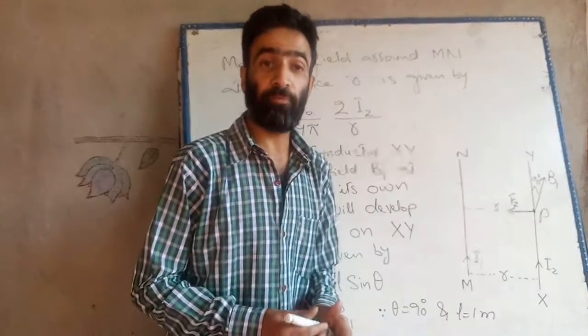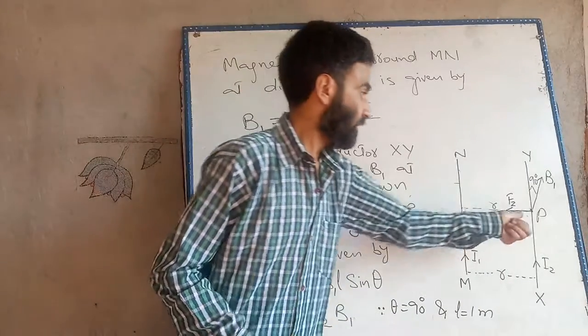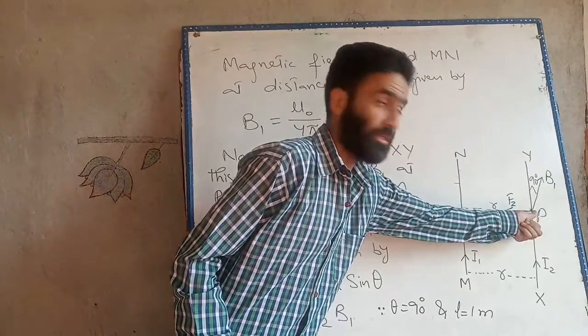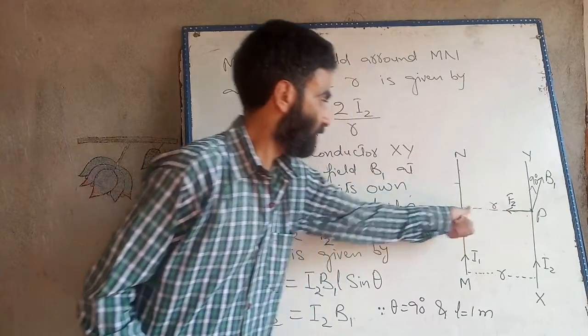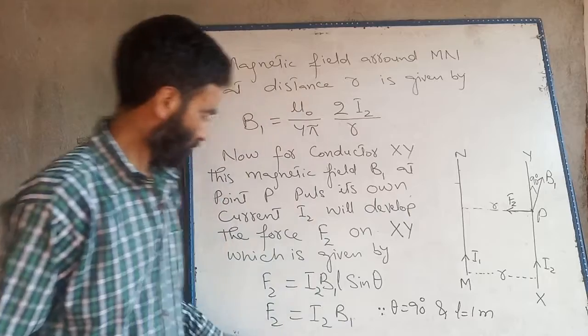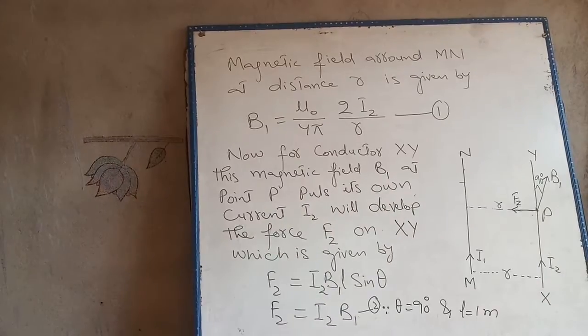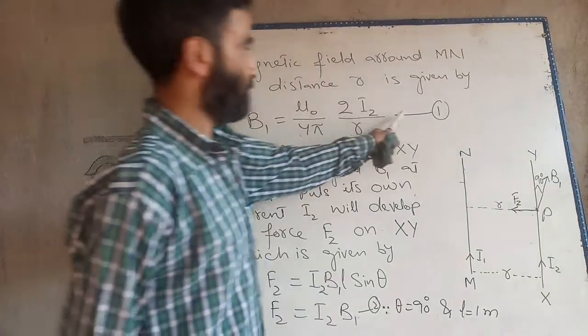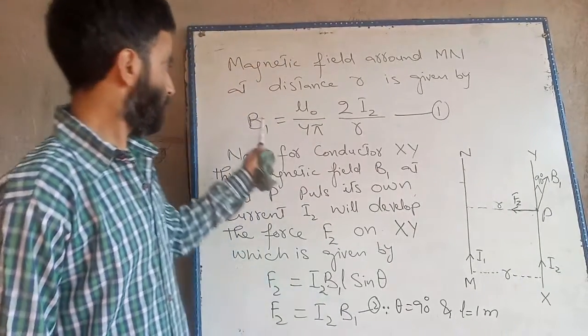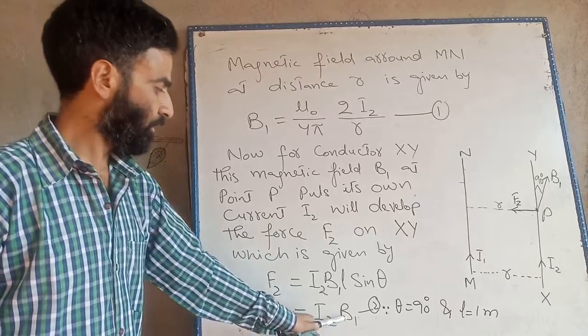And by left hand thumb rule, we observed that it is directed towards this conductor. Okay, so F2 is equal to I2B1. Let this be equation number first, and this is equation number second. Let's use this value B1 over here.